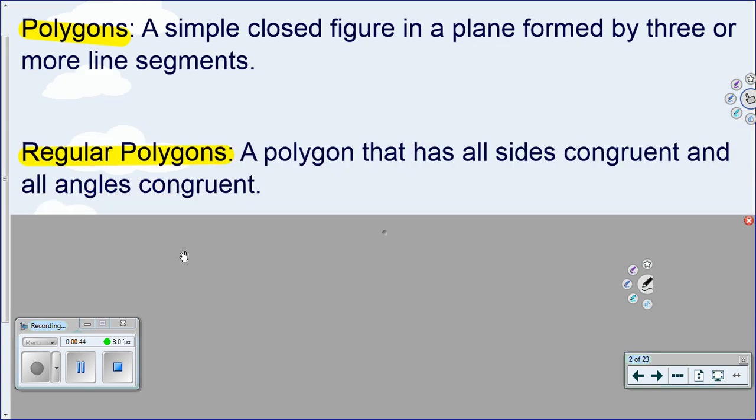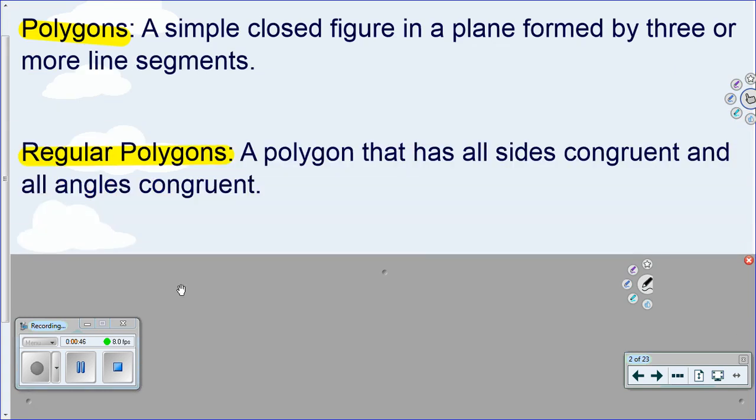Our next vocabulary word is regular polygons. A regular polygon is a polygon that has all sides congruent and all angles congruent. For example, a square: all sides are congruent, all angles are congruent. An equilateral triangle: all sides are congruent, all angles are congruent. Those are two examples of regular polygons.